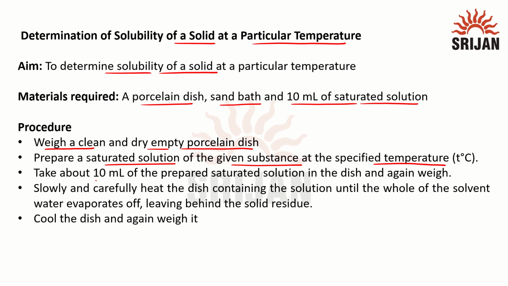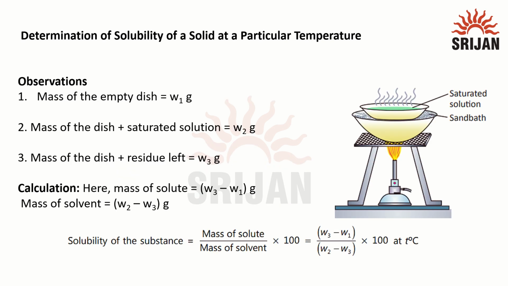Now we have to take 10 ml of this prepared saturated solution in the dish, and again weigh and keep a record of the weight. Now slowly and carefully heat the porcelain dish containing the solution until the whole of the solvent, that is water, evaporates off, leaving behind the solid residue. Now cool the dish and again weigh. So the experimental setup looks something like this. We have the sand bath above which we have the porcelain dish, and upon heating the saturated solution, the solvent water will evaporate. Now we have recorded all the weights.